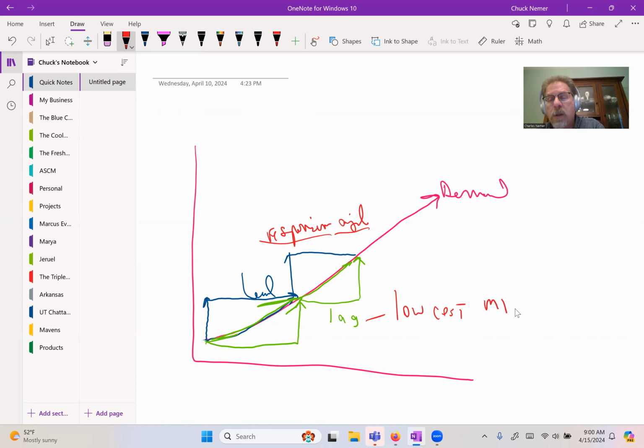Low cost is typically done in a make to stock environment. Lead tends to be done in a make to order environment where we'd see it. That might be a little bit iffy when we get into taking the test, but that's kind of an orientation you can think about to make it easier to understand the question. So hopefully that helps you understand the difference between a lead and a lagging capacity strategy.